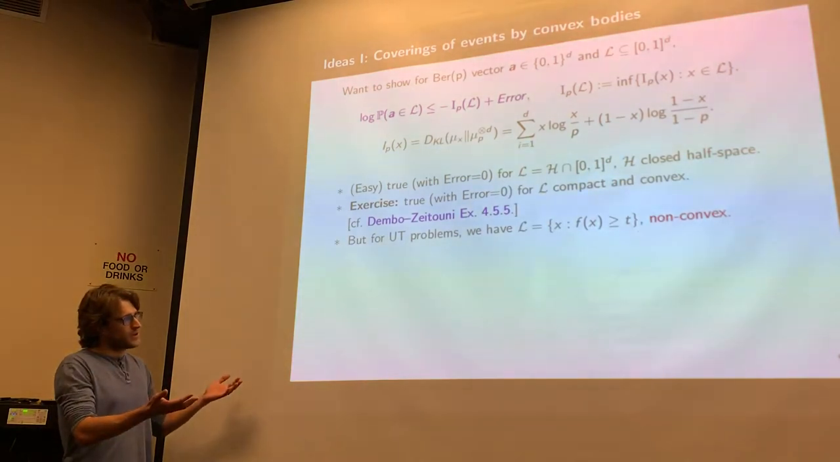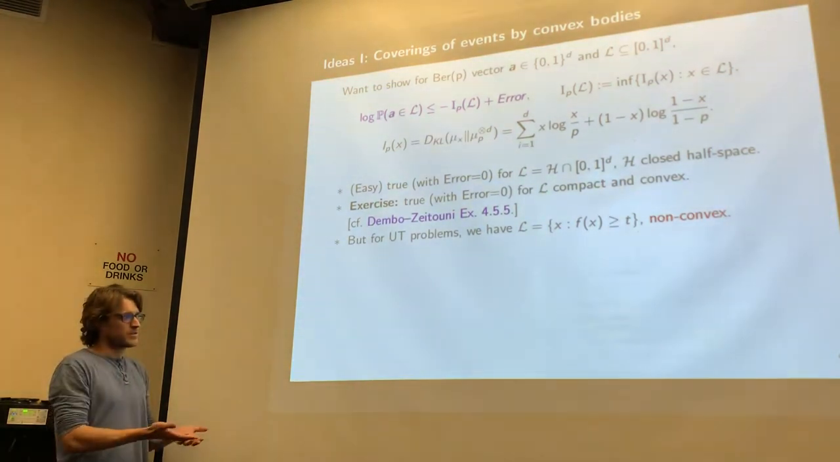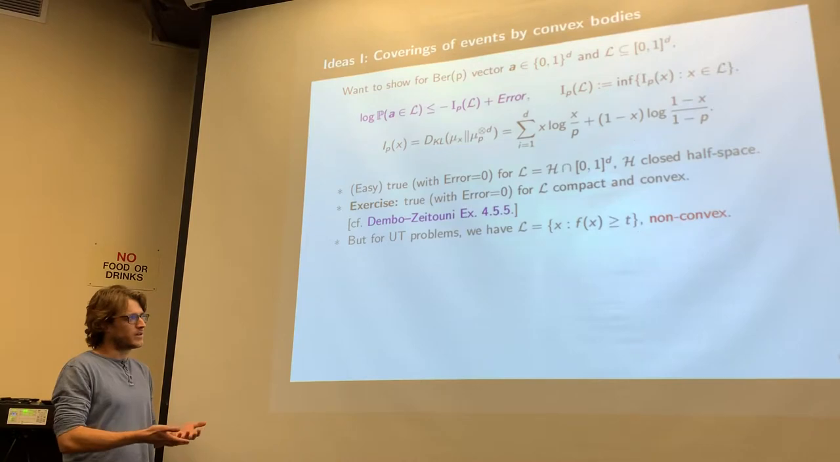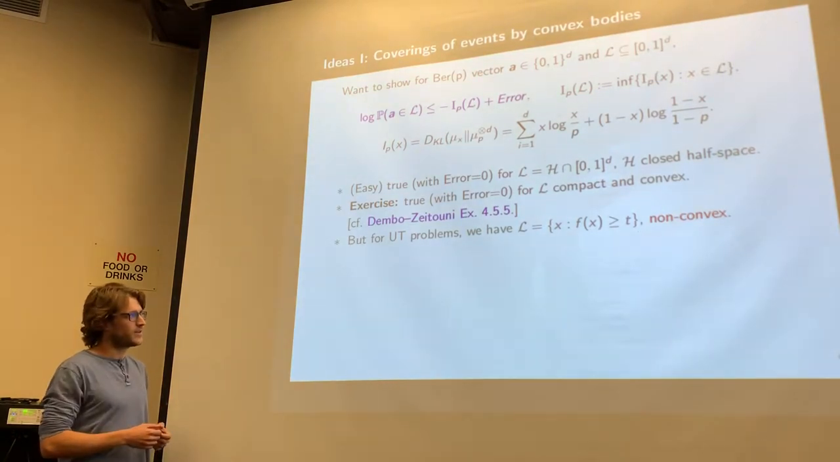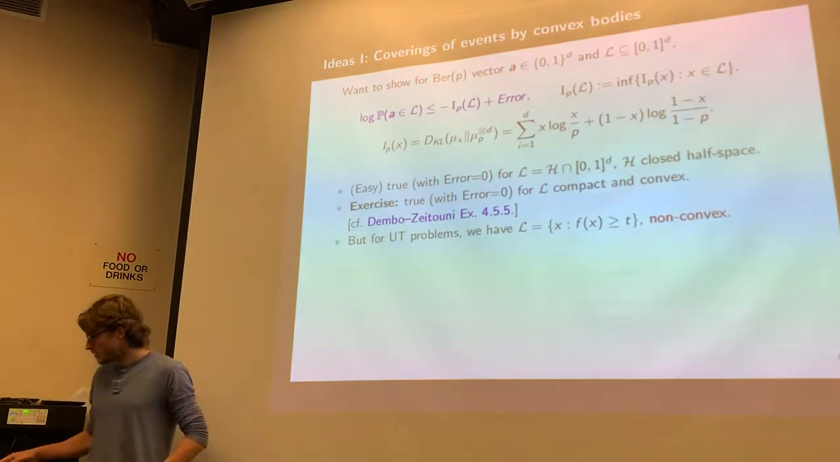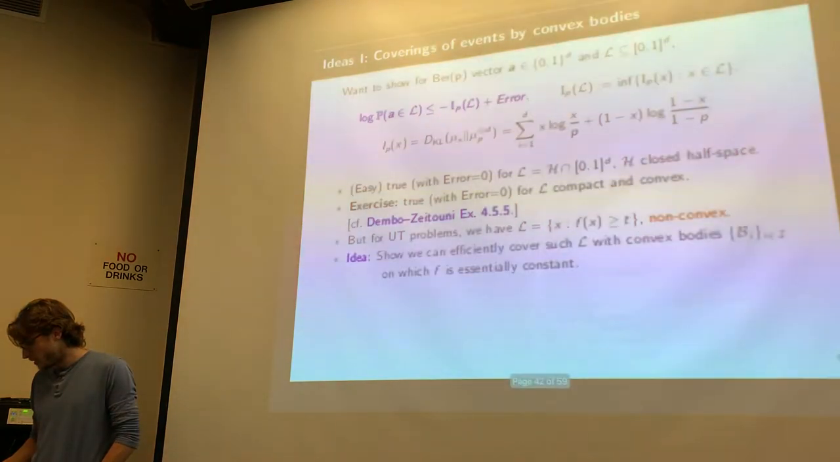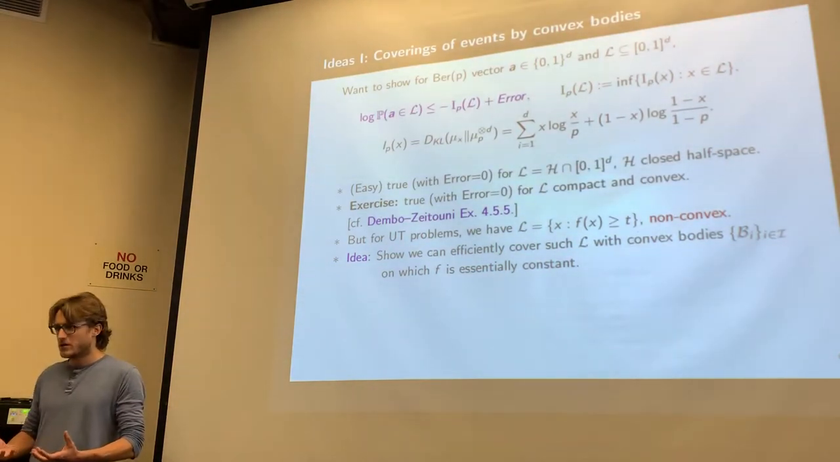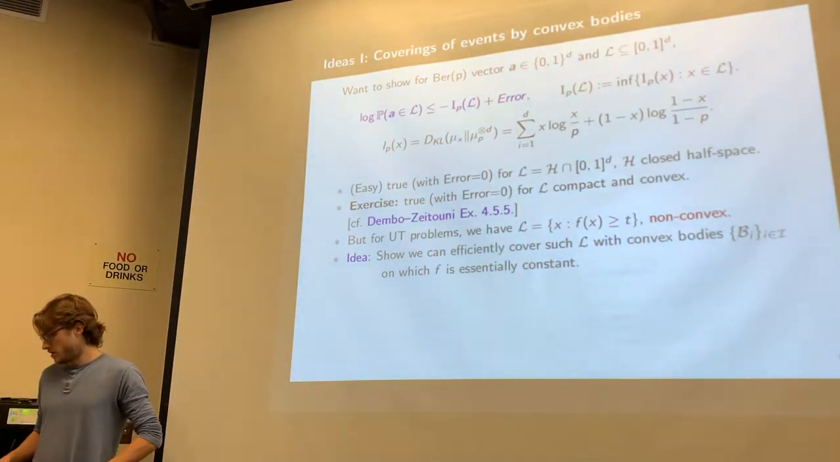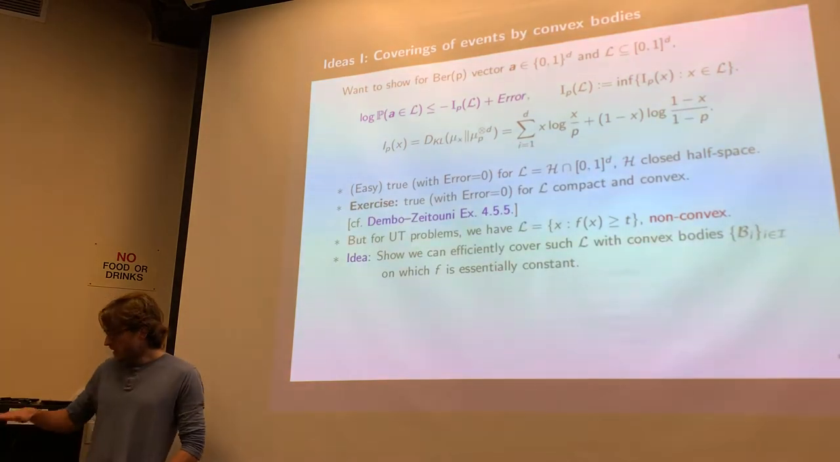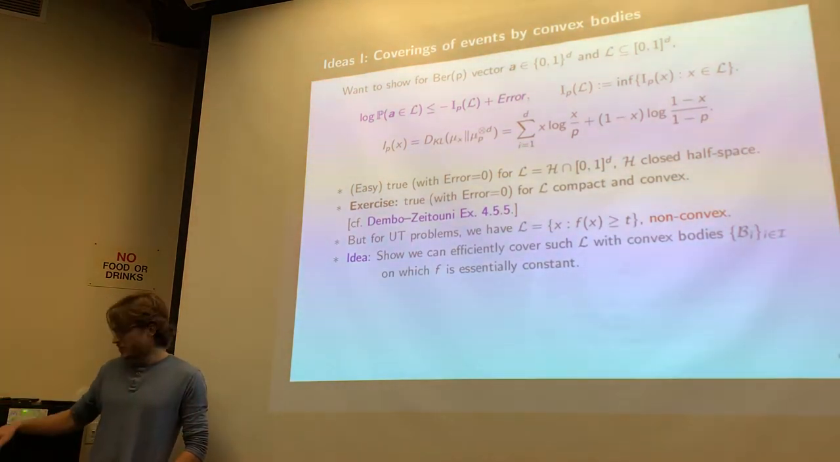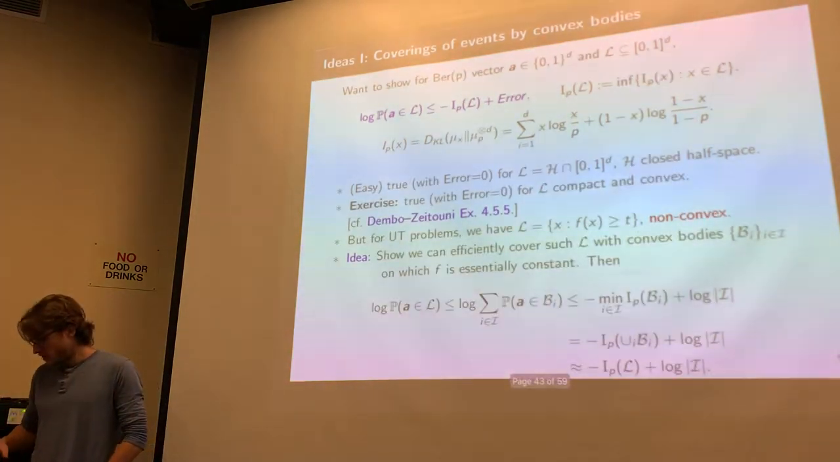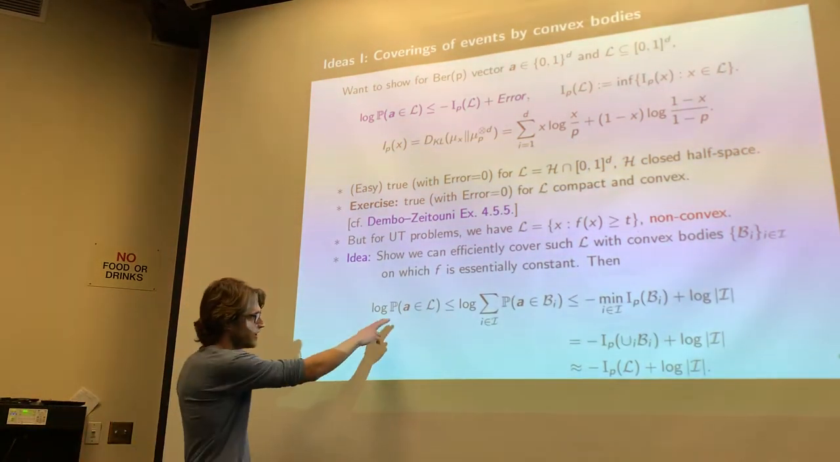So compact convex sets, that still doesn't help us because the super level set of anything we're interested in, unless it's a linear functional, is not a convex set. But then here's where the complexity, of course, comes in. If the set we're interested in can be covered efficiently with convex bodies, then we could just apply union bounding. So it has to be convex bodies on which your function is essentially constant.